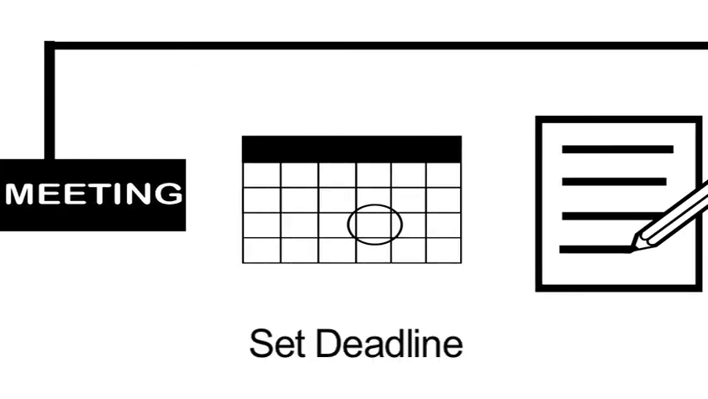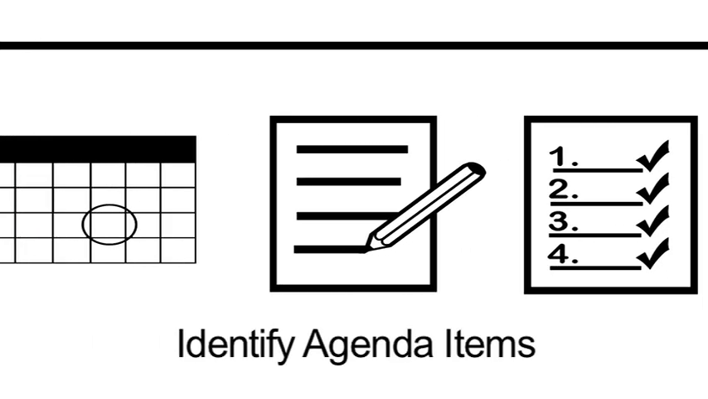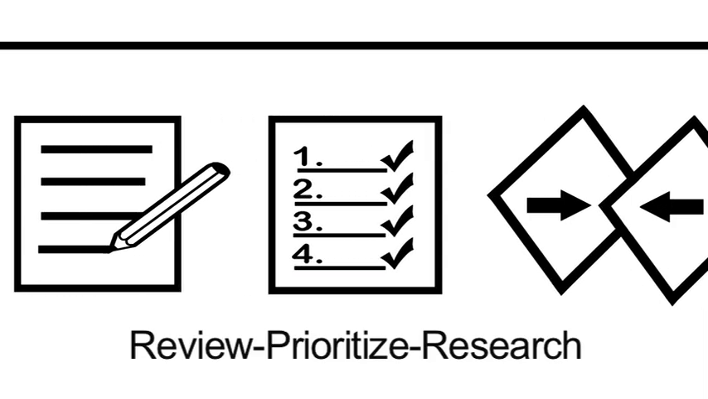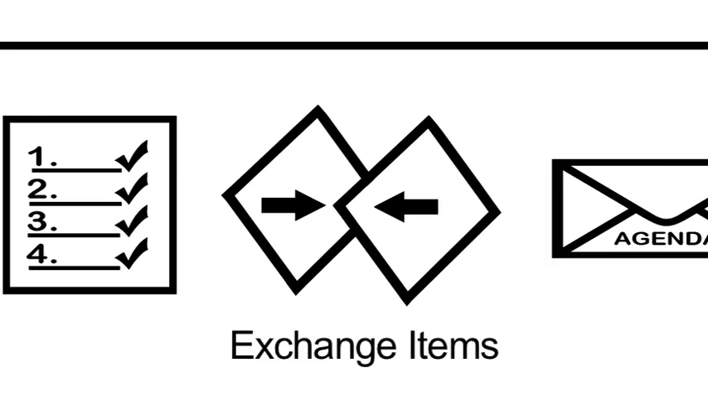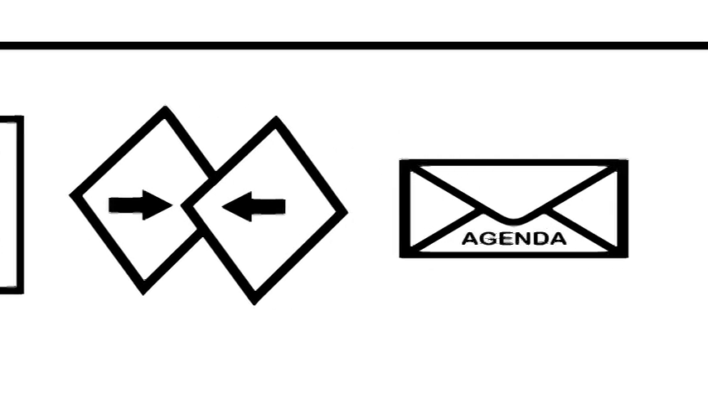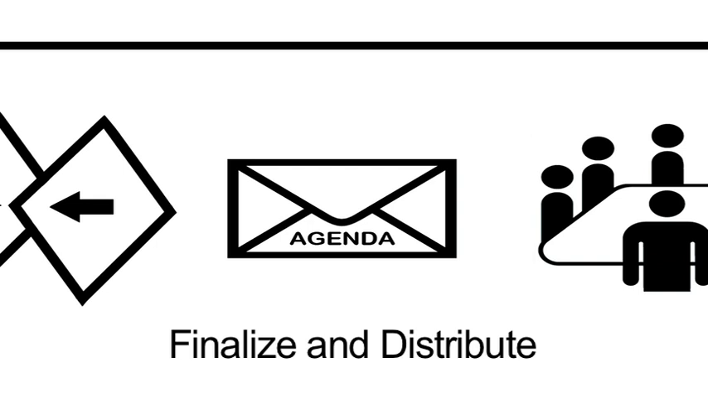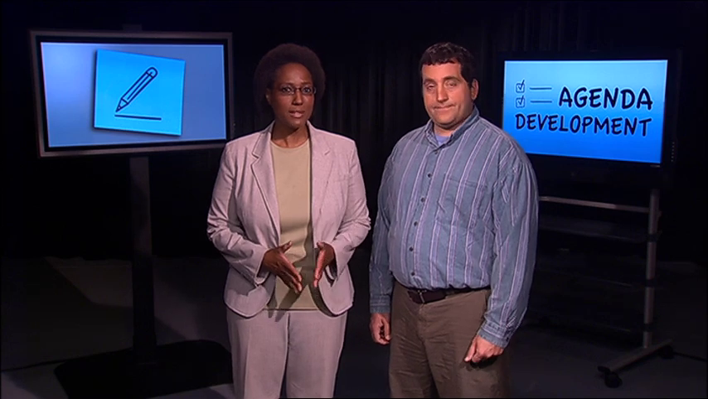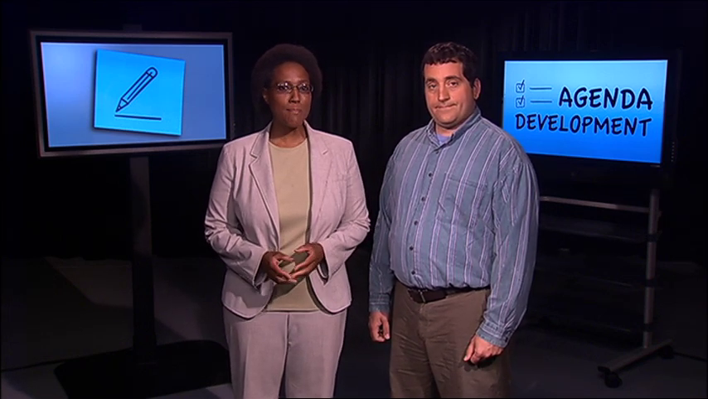So in review, here's the 6-step process of agenda development that takes place in between LMC meetings. Step 1, set a deadline for exchanging agenda items. Step 2, identify agenda items. Step 3, review, prioritize, and research agenda items. Step 4, exchange proposed agenda items and discuss. Step 5, finalize and distribute the roadmap agenda. And step 6, prepare for the meeting. Using this process will ensure that you make the most out of the time that you spend in the room with your labor management committee and maximize your productivity and success.